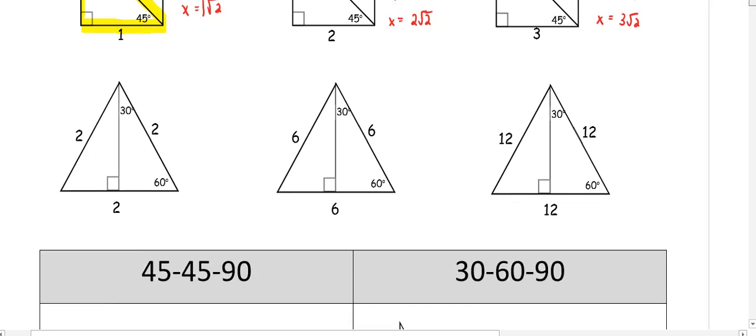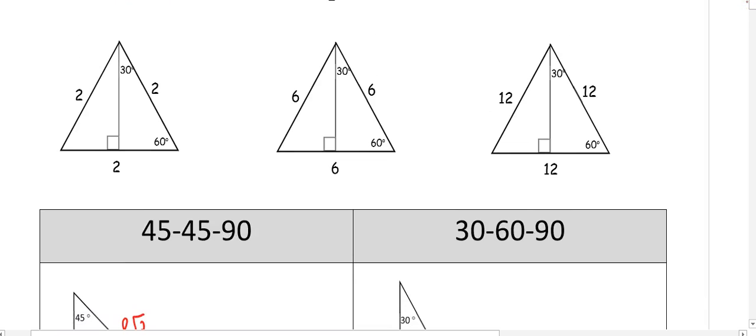Now let's switch and look at a different type of triangle. Let's look at the 30-60-90 triangles. Let's switch gears now and look at what happens when we have an equilateral triangle with an altitude drawn in. The altitude creates that right angle and splits the 60-degree angle at the top into 30. It also takes this side of the triangle and splits it in half.